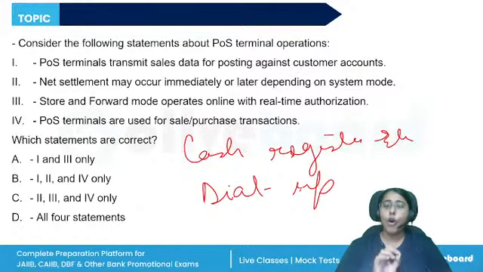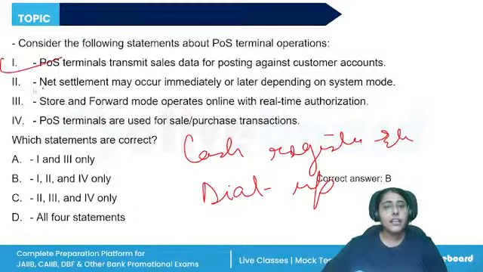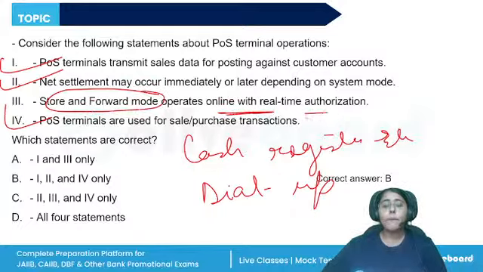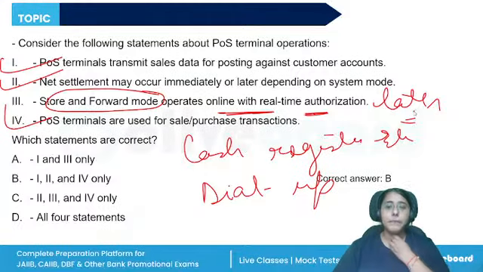if they operate offline in the store and forward mode. This type of system operates offline. The merchant terminal is not directly connected to the central computer for the authorization. All right. So the correct answer is option B, 1, 2, and 4. The store and forward mode does not operate online. Later in the day, the transaction will be completed. So the correct answer is 1, 2, and 4.